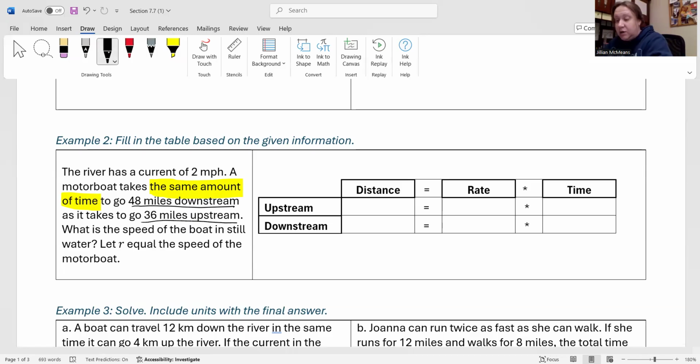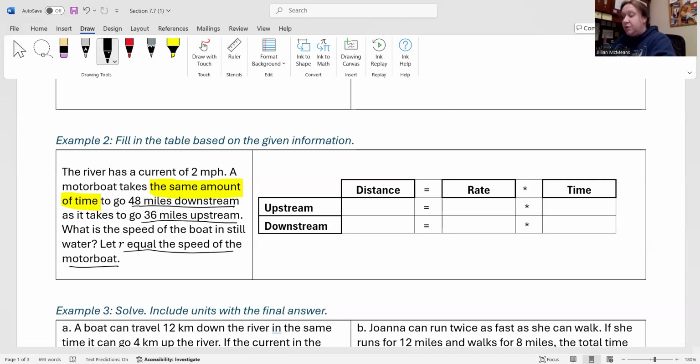We're going to let R equal the speed of the motorboat. When you're dealing with direct translation, you always assign a variable to what we don't know. We know the speed of the current. We know how far we traveled upstream and downstream. What we don't know is the speed of the boat. That's what we're looking for. So again, we let R equal the speed of the boat.